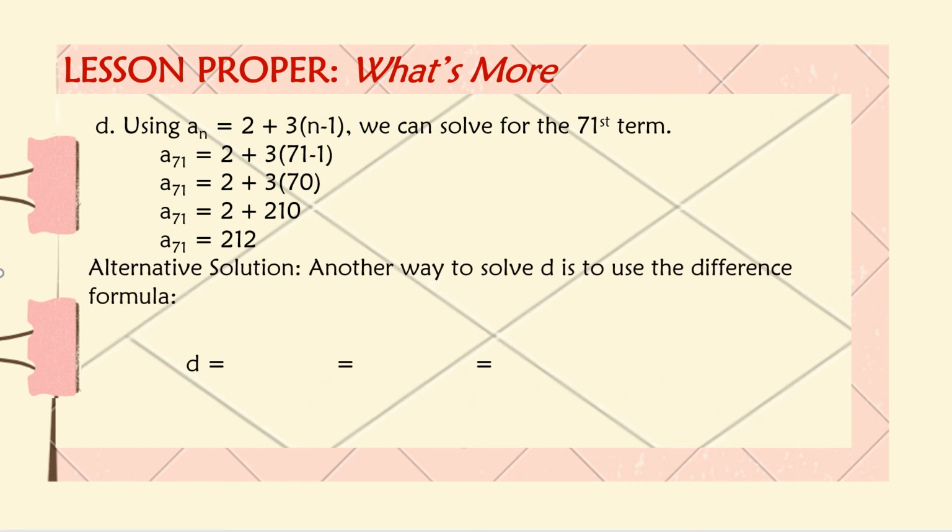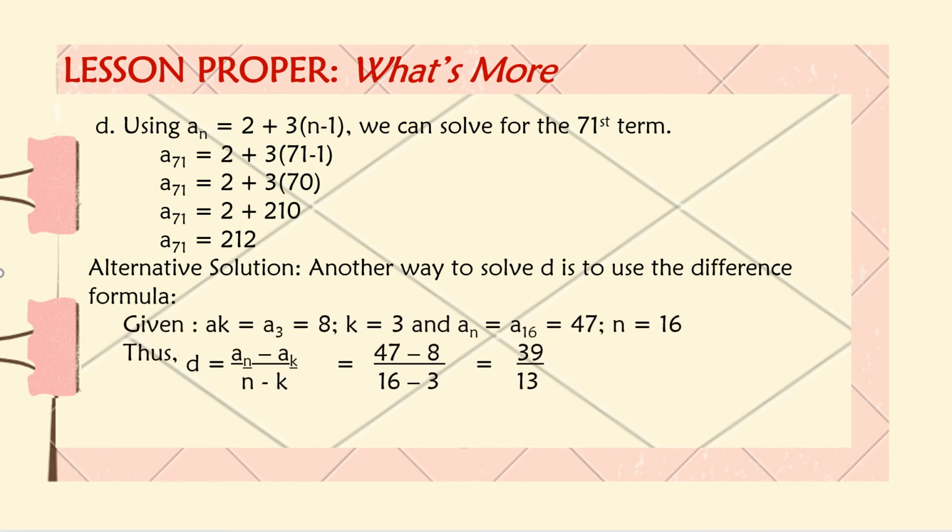Okay? So, alternative solution, another way to solve for D. So, let us use this. Okay? So, we have A sub k, so that is equal to A sub 3. Okay? And our A sub 3 is equal to 8. So, yung k natin is 3. And A sub n is equal to A sub 16. Yung A sub 16 natin is 47. And then yung n natin is 16. So, ito yung formula for the common difference. Pag hinahanap natin yung common difference, D is equal to A sub n minus A sub k all over n minus k.